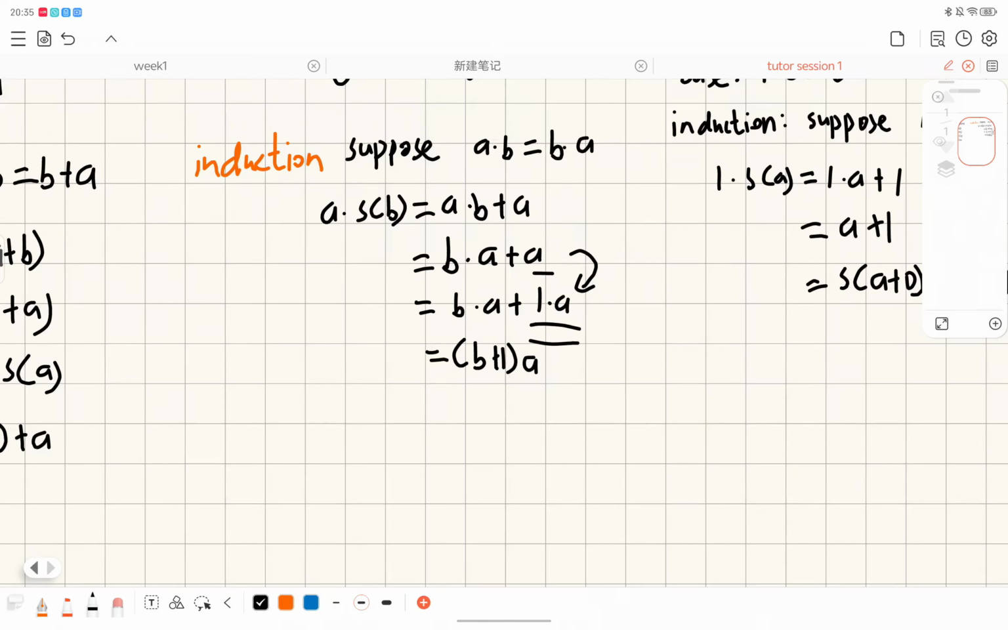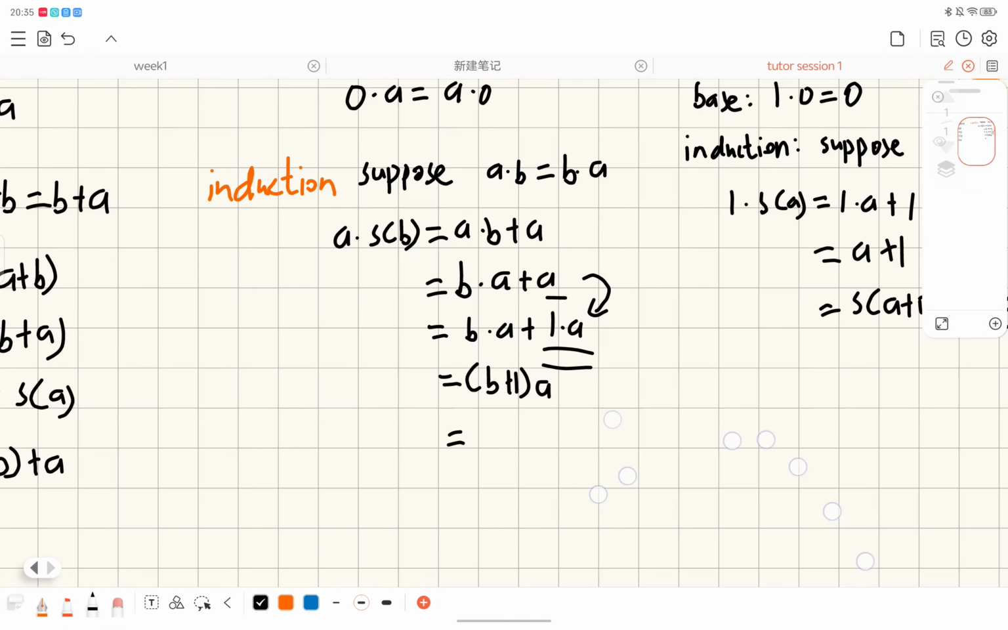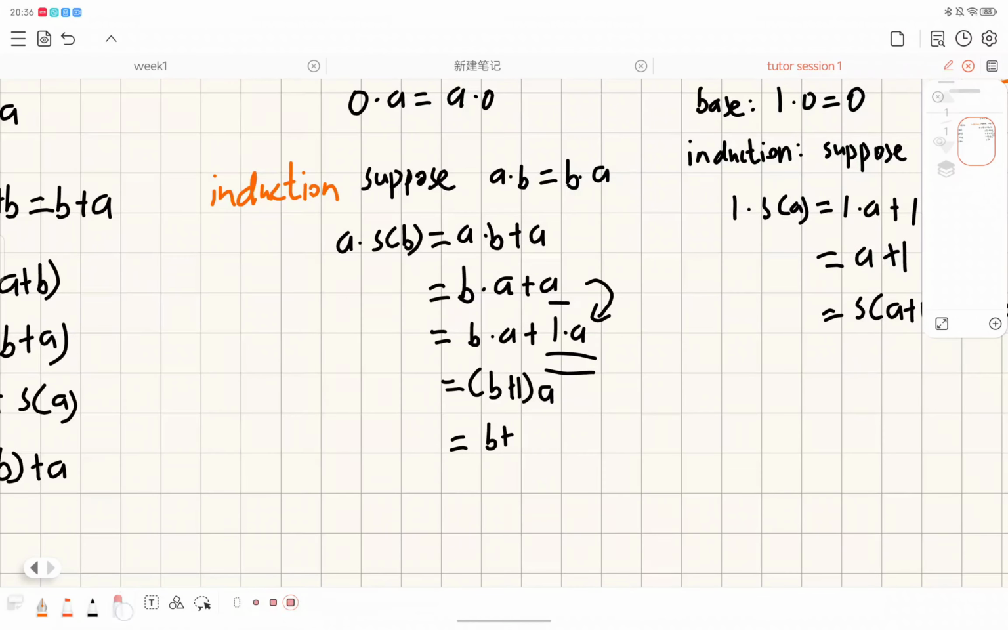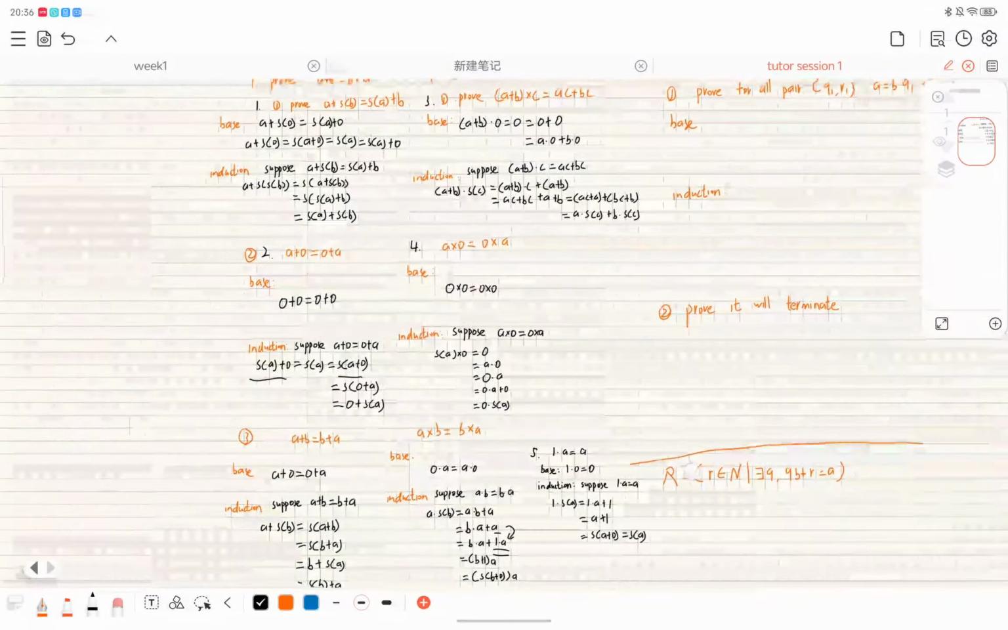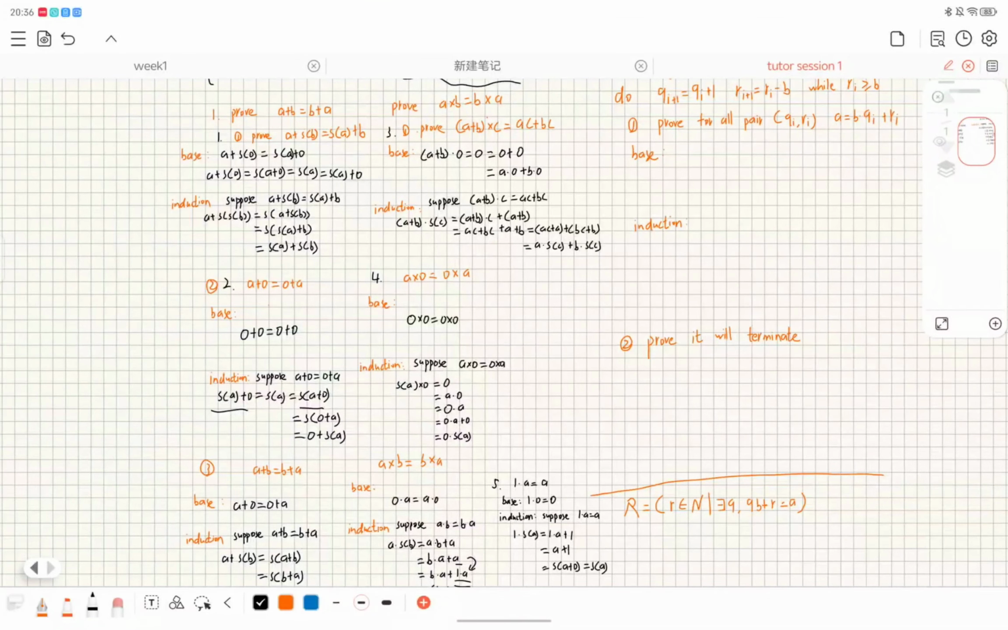And what's B plus 1? We just said that B plus 1 equals SB plus 0, so (B plus 1)A equals SBA. Correct? Okay, so finally we are done with question 1. We proved lemma 1, lemma 2, and the first part, and then lemma 3, lemma 4, lemma 5, and then the last part.